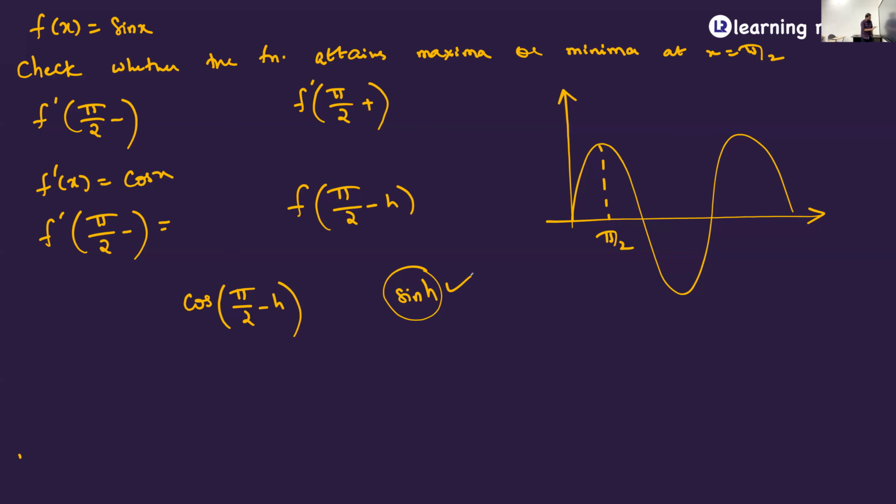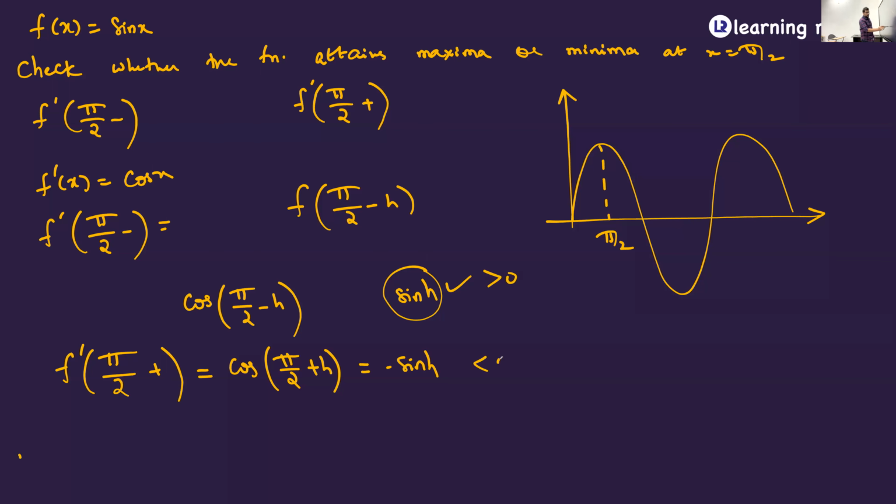Now what is f dash of pi by 2 plus? See, this is only an example. Mostly we'll not do it using this method, only for you to understand and explain it. So what is f dash of pi by 2 minus? I got sin h. What is f dash of pi by 2 plus? I'll get cos of pi by 2 plus h, where h is a very, very small value.